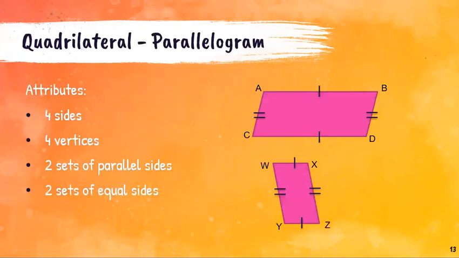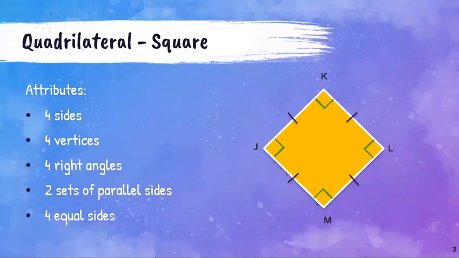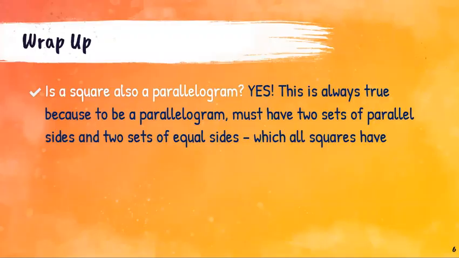Here is the slide we looked at for parallelogram, right? A parallelogram has 4 sides, 4 vertices, 2 sets of parallel sides, 2 sets of equal sides. Well, 2 sets of parallel sides, 2 sets of equal sides, that still falls into this 4 equal sides, same thing. So a square fits all the requirements of a parallelogram. So a square is also a parallelogram.